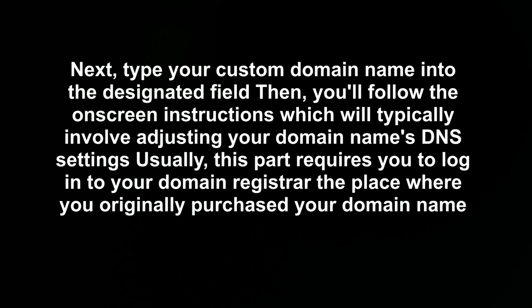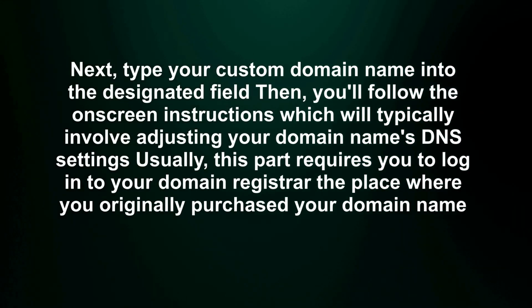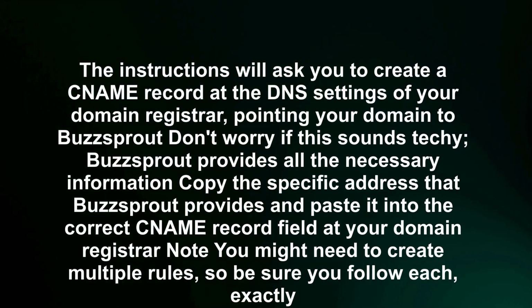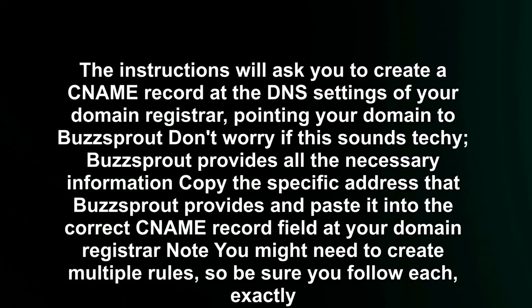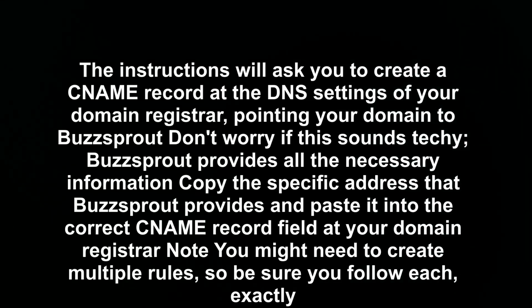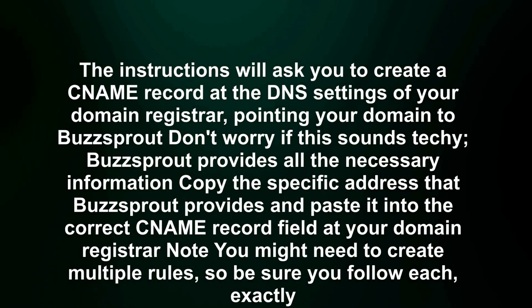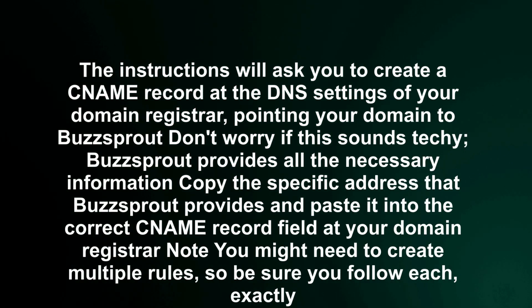This part requires you to log into your domain registrar, the place where you originally purchased your domain name. The instructions will ask you to create a CNAME record at the DNS settings of your domain registrar, pointing your domain to Buzzsprout. Don't worry if this sounds techy. Buzzsprout provides all the necessary information. Copy the specific address that Buzzsprout provides and paste it into the correct CNAME record field at your domain registrar.